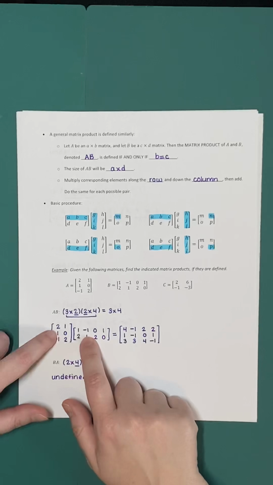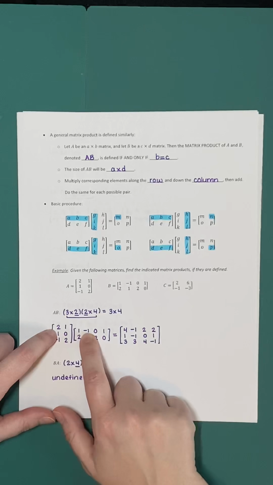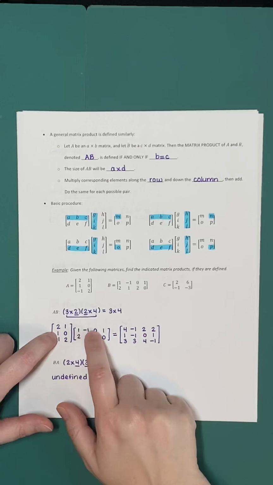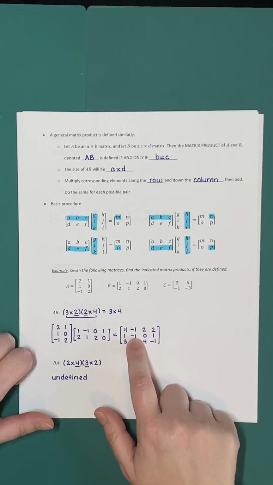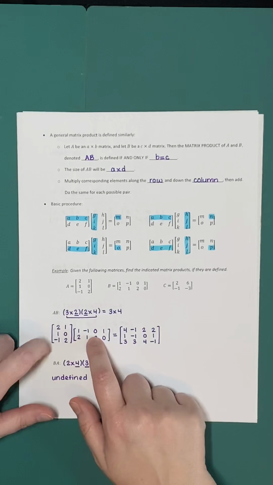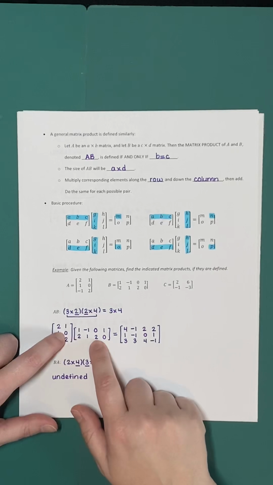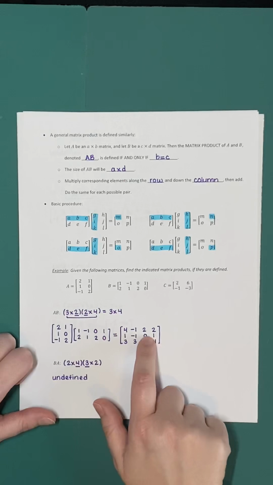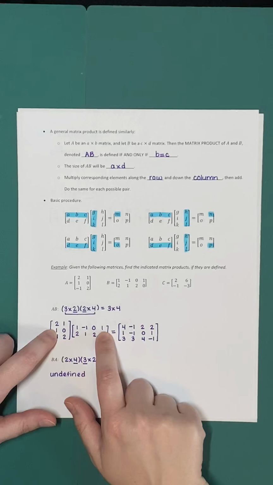Now I'm going to go to the next column, but I'm still in row 2. So 1 times -1 is -1. 0 times 1 is 0. So -1 plus 0 is going to give me -1. Now I'm going to go to column 3. 1 times 0 is 0. 0 times 2 is 0. 0 plus 0 is going to give me 0. And then the fourth column. 1 times 1 is 1.